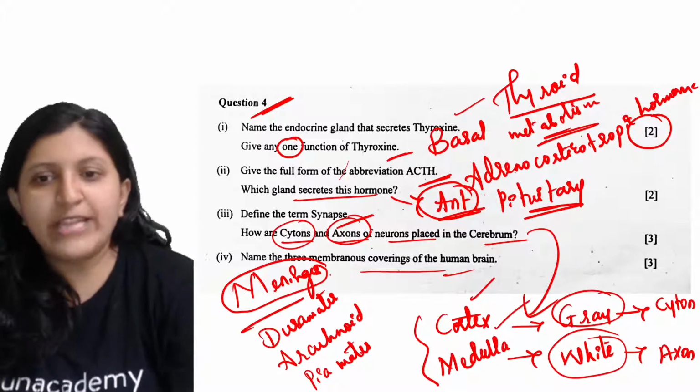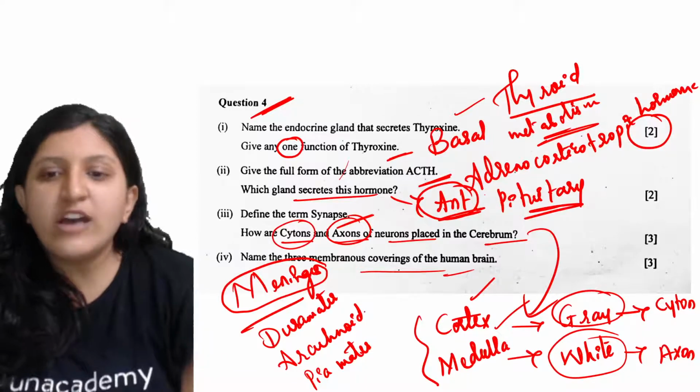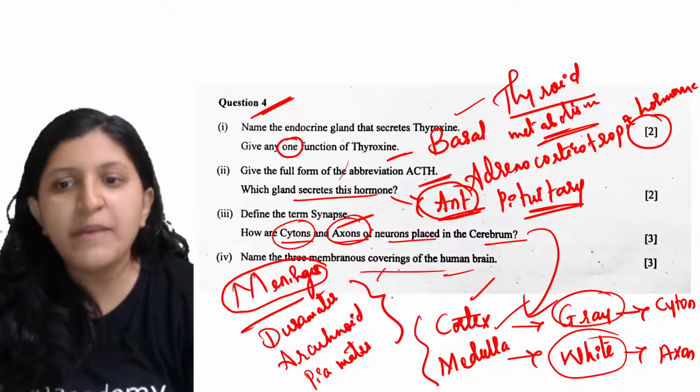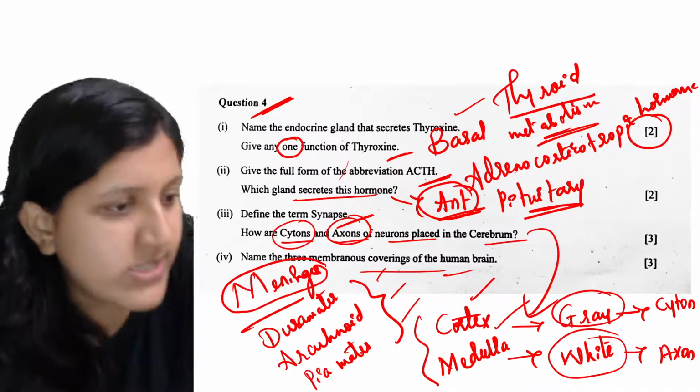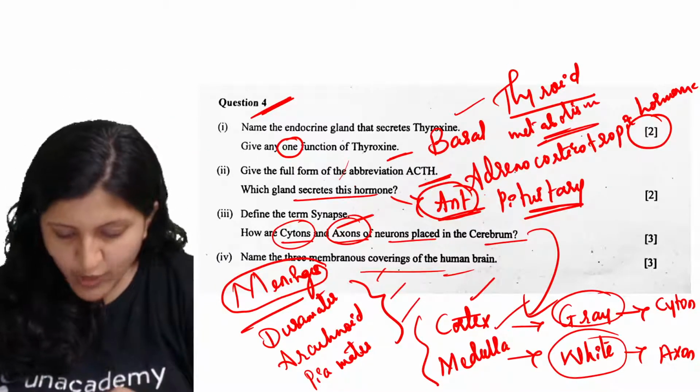Whether you mention meninges or not does not matter. They have asked you to mention these 3, so if you are mentioning this much, that's more than sufficient. Yes, so dura mater, arachnoid and pia mater.